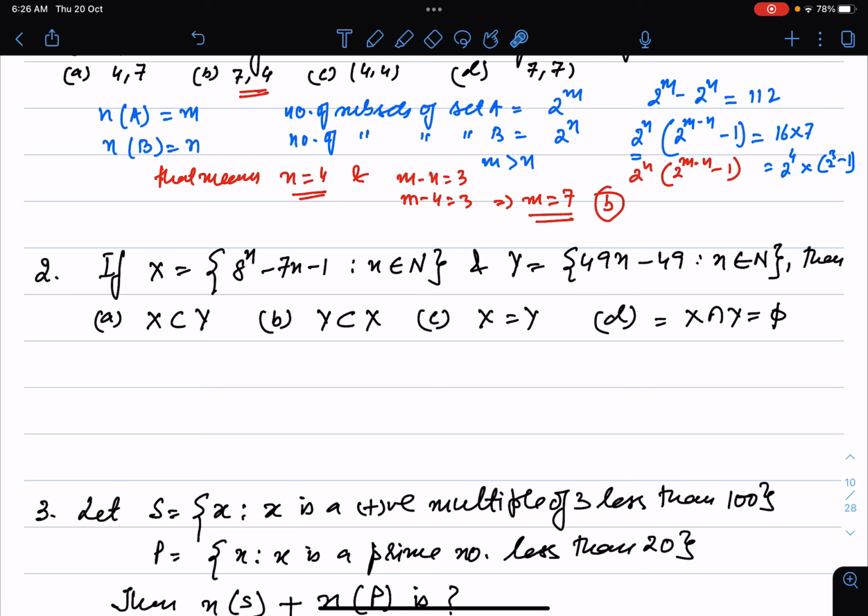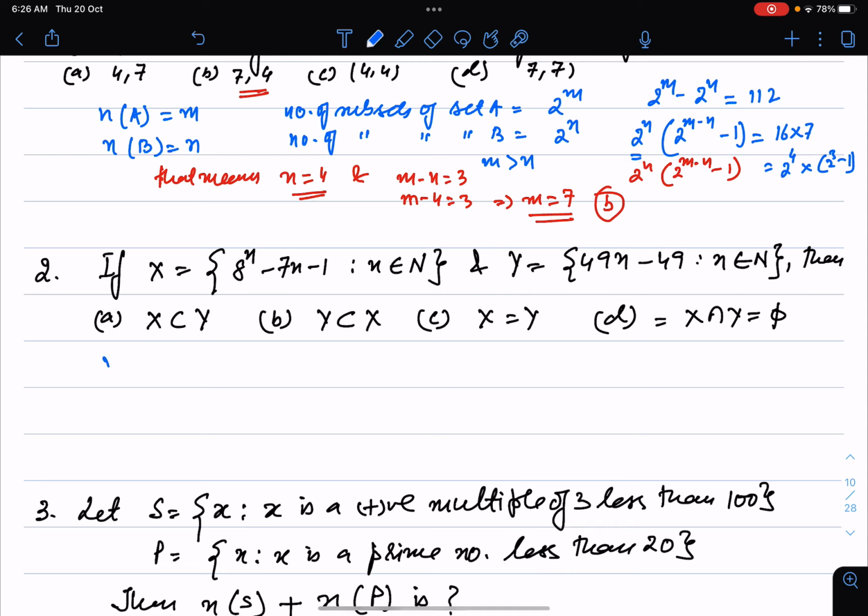The options are there. This is written in set builder form, and we will write it down in roster form. Only then can we find the answer. The first option says X is a subset of Y, the second option says Y is a subset of X, C says X is equal to Y, and D says X intersection Y is equal to phi.